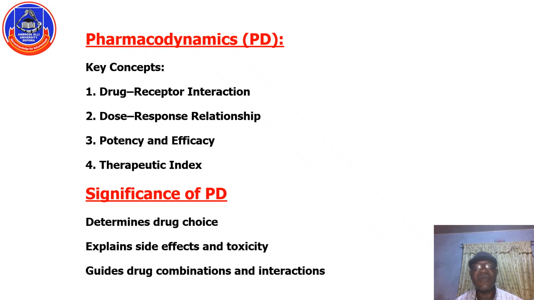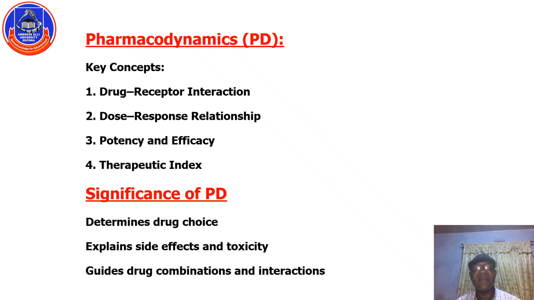For drug receptor interaction, the drug binds to a receptor to produce effects. Such binding can be by agonists that activate the molecule, or antagonists that block receptors. Dose response relationship is the relationship between drug dose and effects. The types could be continuous effects or all or none effects.